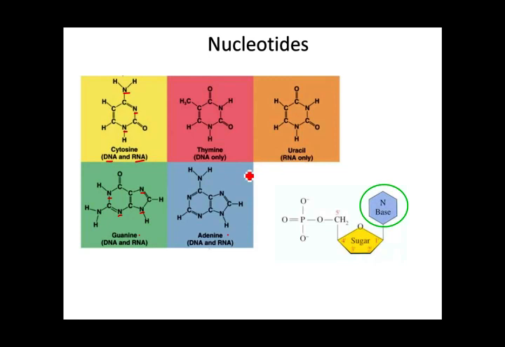And then there's these 2 that are different. We only find thiamine in DNA. So that means we're only going to find the thiamine base attached to the phosphate group that's attached to a deoxyribose sugar. Then we'd find the thiamine here. And in RNA, we have uracil. We'll come back and talk about this more when we talk about gene expression.